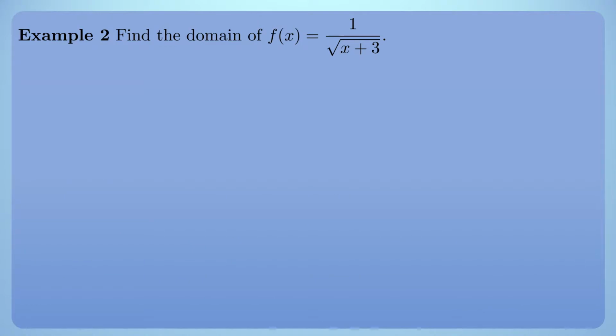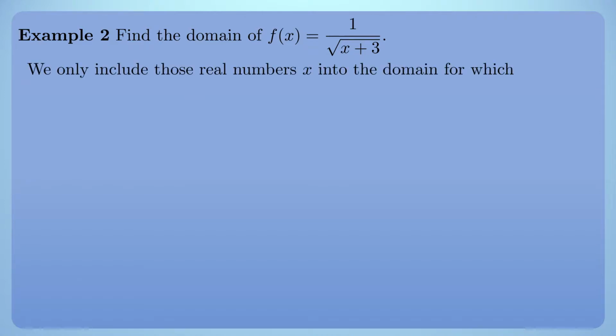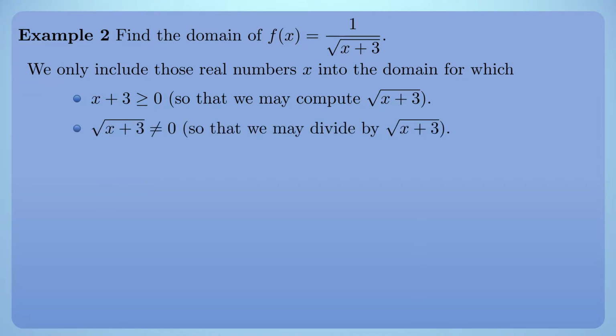In our second example, we consider the function f of x equal to 1 over the square root of x plus 3. The domain of this function includes all those real numbers x which are subject to 2 conditions. Namely, we want x plus 3 to be greater or equal than 0, so that we may be able to evaluate the square root of x plus 3. And also we want the square root of x plus 3 to not be equal to 0, so that we may divide by the square root of x plus 3, which occurs in the denominator of this function. So both conditions are rather easy to evaluate.